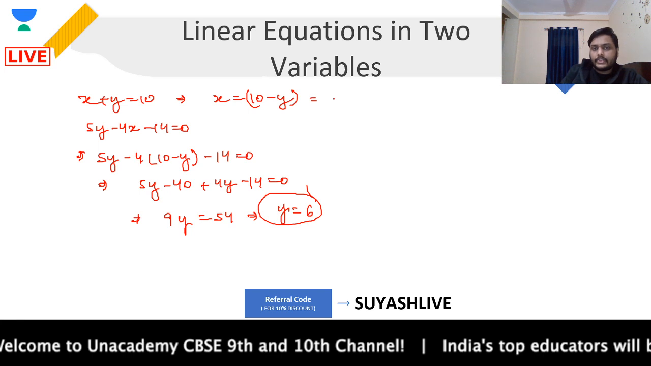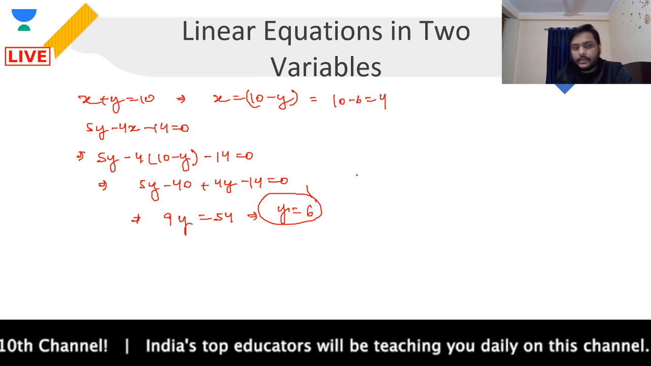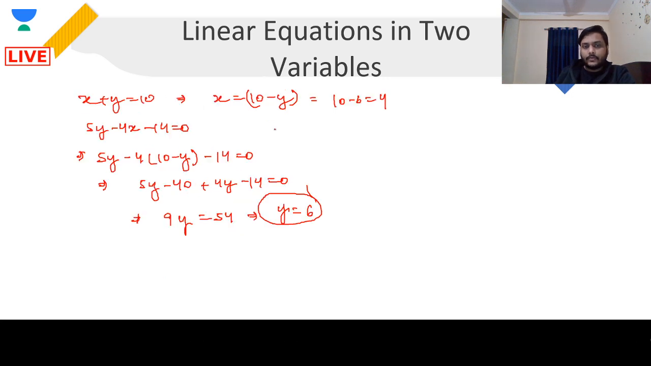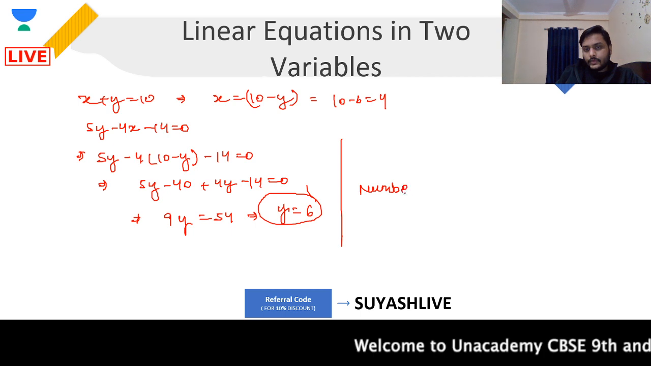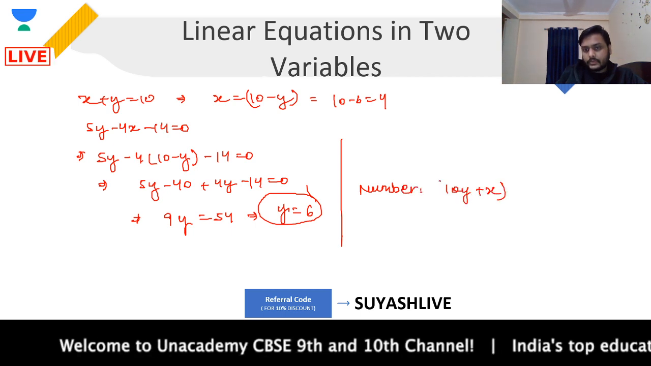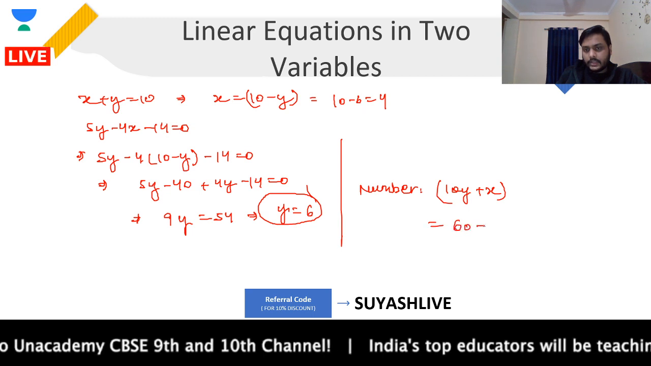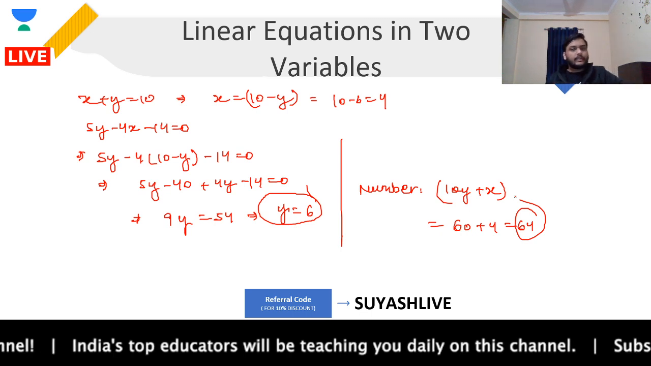Now when your y is 6, you will say that x is 10 minus 6, that is nothing but 4. So the number that you will be having is what? The original number is 10y plus x. So now here you will write number is nothing but 10y plus x, which is nothing but 60 plus 4, that is 64. This is your number. Everyone clear with this or not?